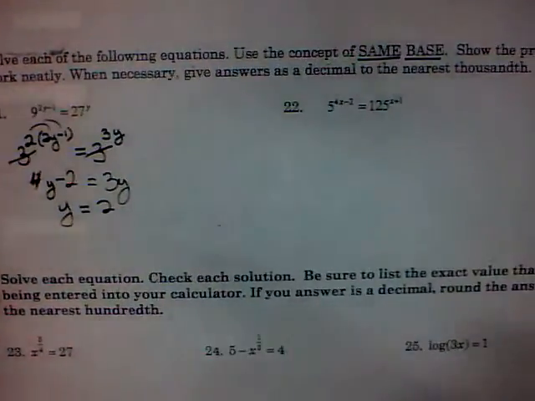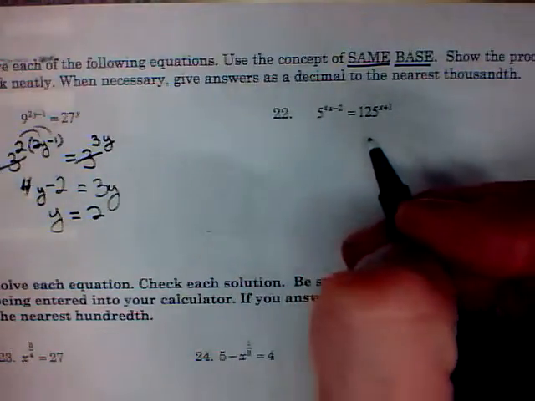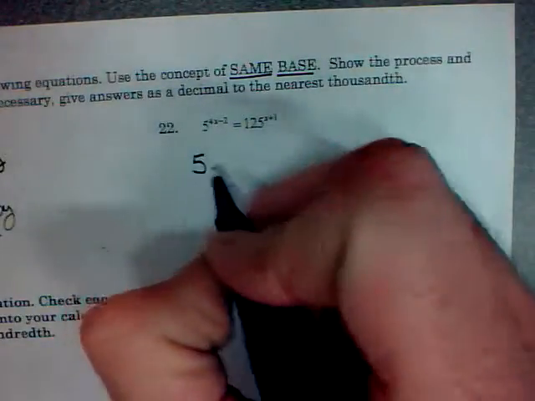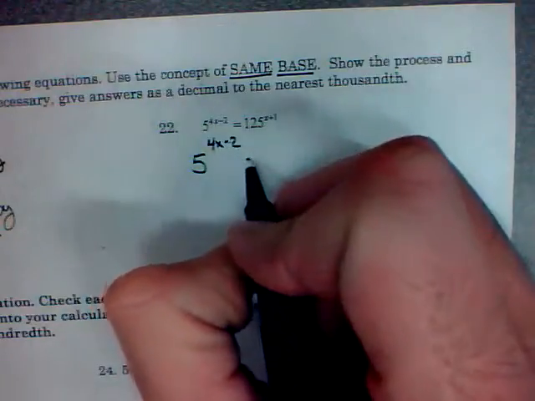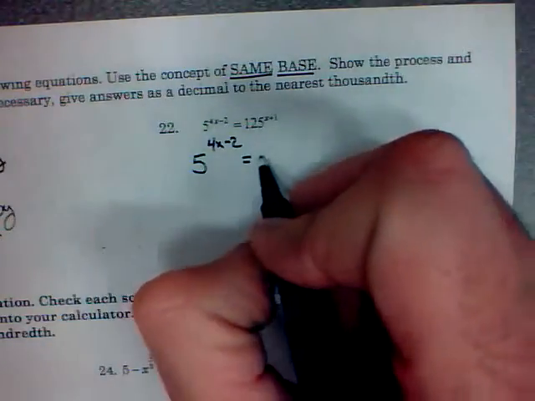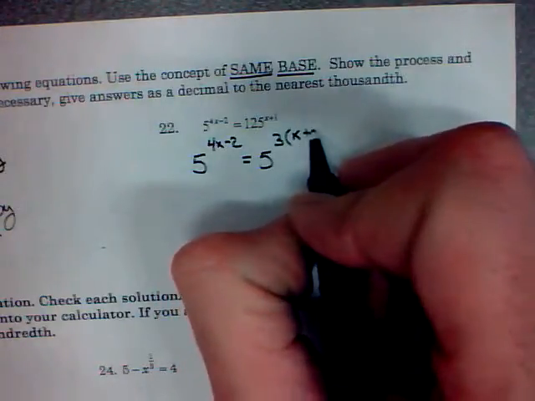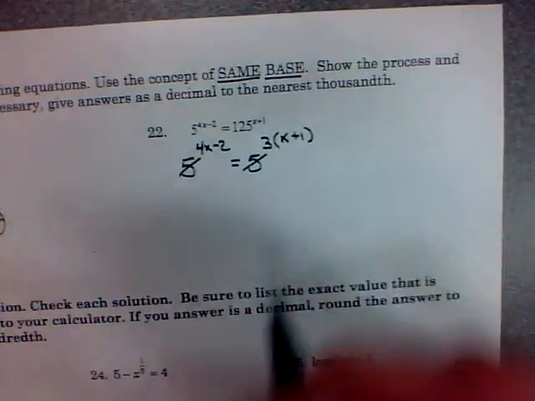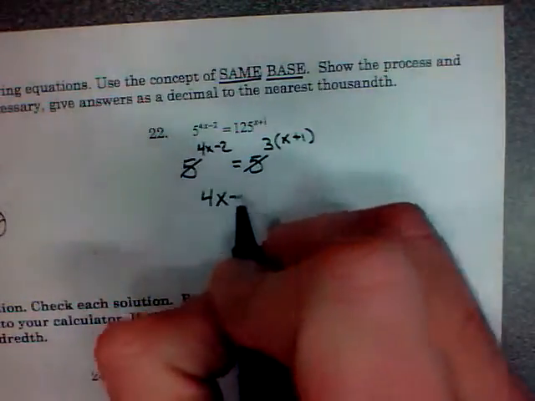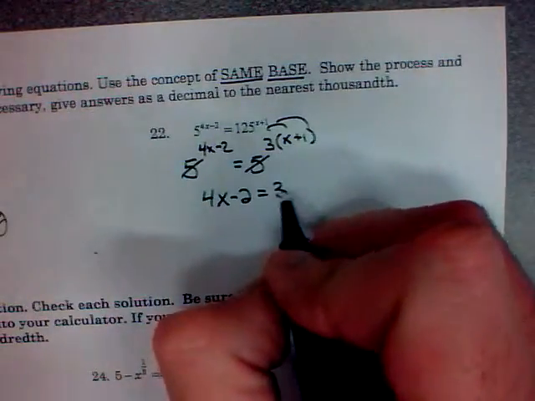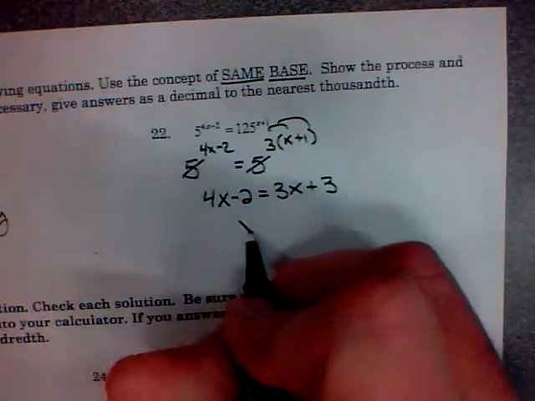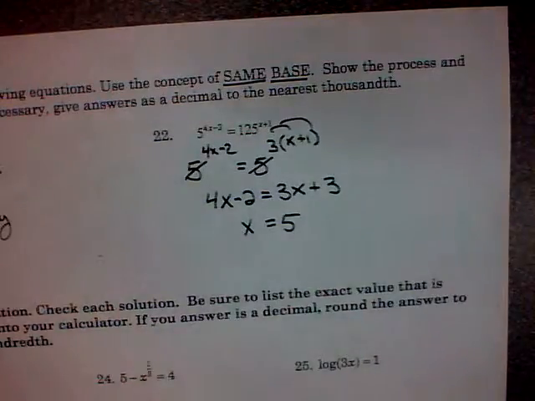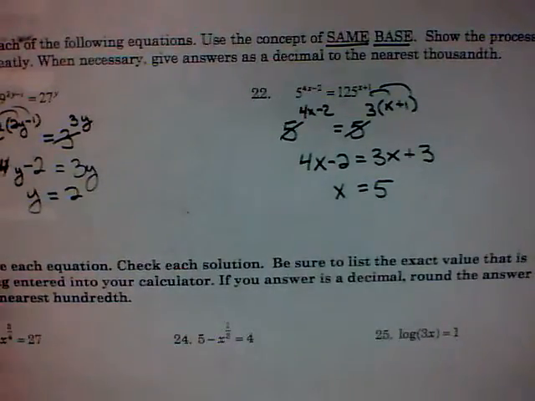On 22, here, 5 and 125. This one probably is a little easier for you. They're both powers of 5. So this is 5 to the 4x minus 2 power equals 125 is 5 to the third power, which then still has to get multiplied by x plus 1. So then here, since the bases are the same, the bases are irrelevant. The powers have to be equal. So 4x minus 2 has to equal 3x plus 3. So bring the x over, bring the 2 over. X has to equal 5. Okay? So those are the problems where you're trying to get the bases to be the same.